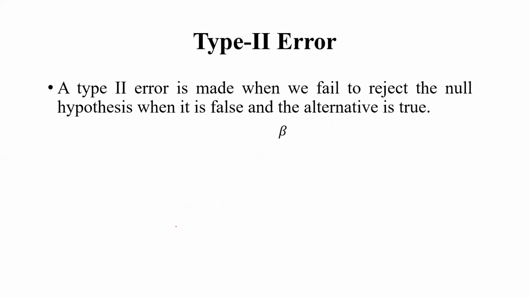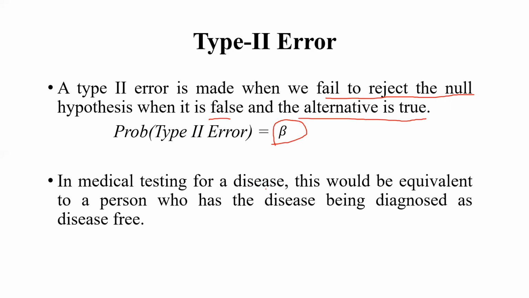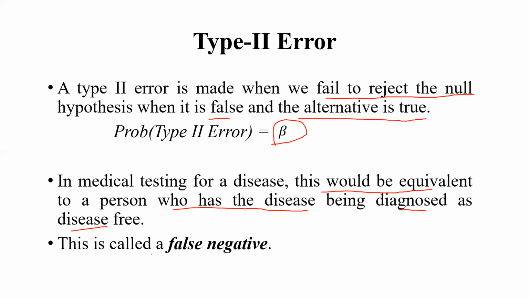So type 2 error is made when we fail to reject the null hypothesis when it is false and the alternative is true. The probability of type 2 error is denoted by beta, and in medical testing for a disease, this would be equivalent to a person who has the disease being diagnosed as disease free. So type 2 error is known as a false negative.